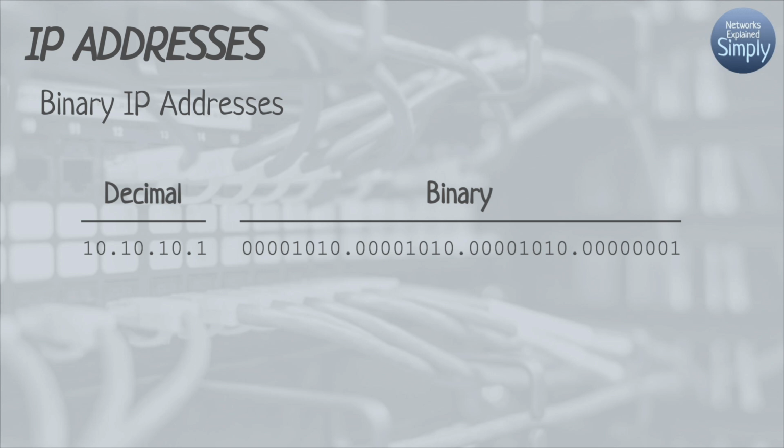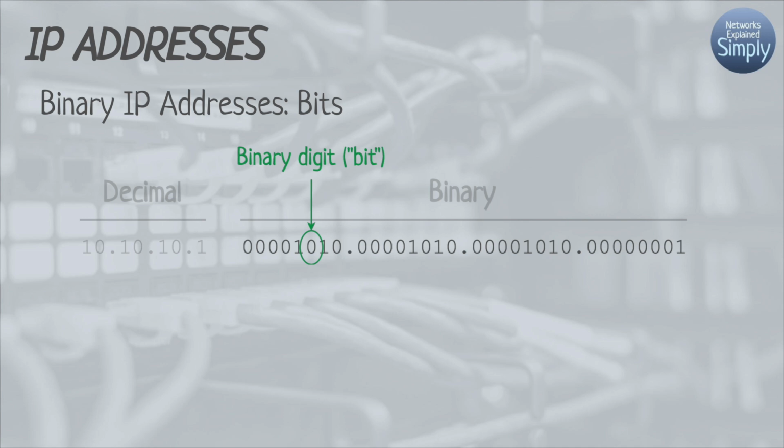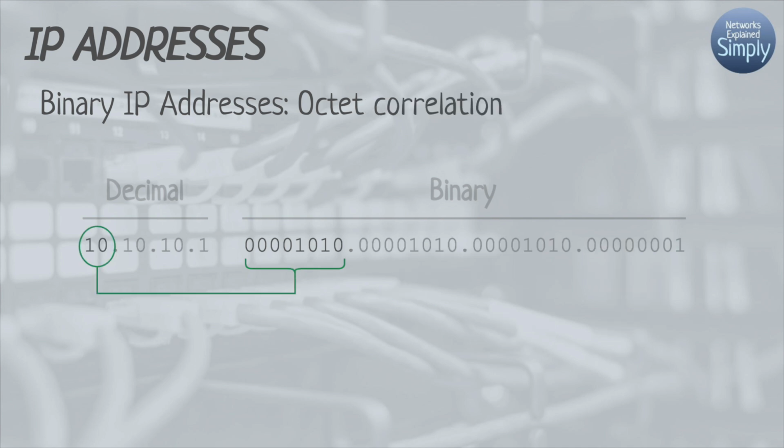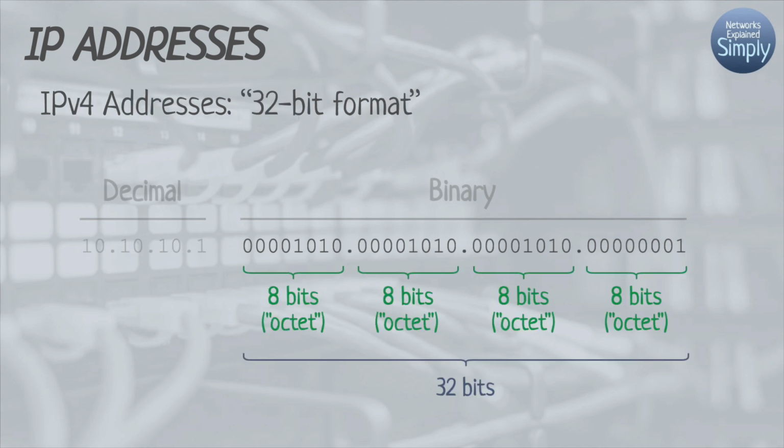Notice that in binary, between each dot is a set of 8 binary digits, or bits. Each of these 8-bit sets of numbers is called an octet, and each octet correlates to one decimal number. IP version 4 addresses are described as using a 32-bit format because they always include 4 octets, which is a total of 32 binary digits, or 32 bits.